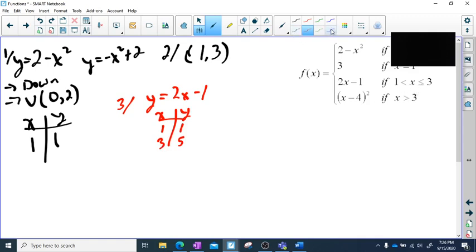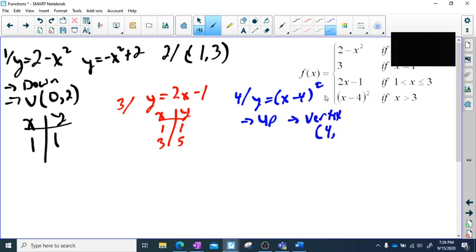That's number 3 done. Number 4, y equals (x subtract 4) all squared. So this is another quadratic. This one opens up. It has its vertex at positive 4. Now there's no number out here after this bracket that's squared, so that would mean that it is at 4, 0.